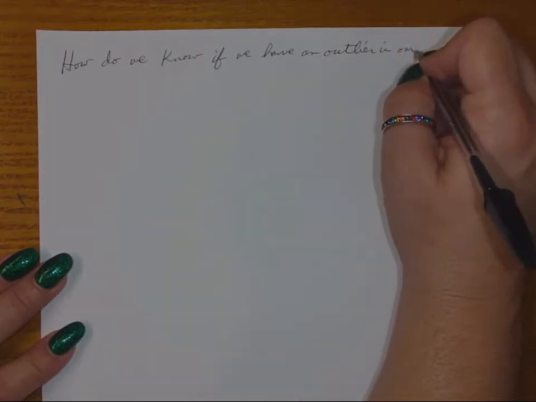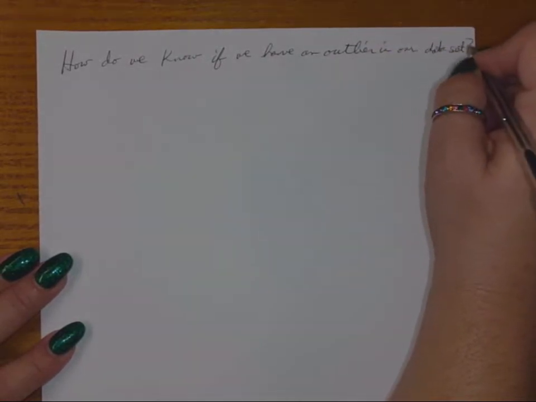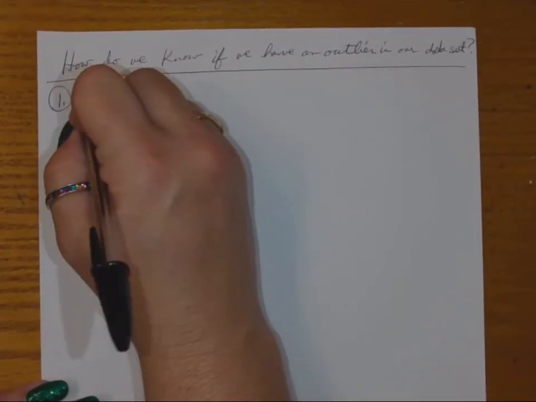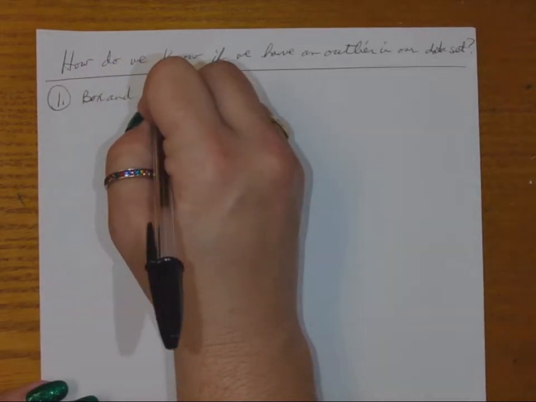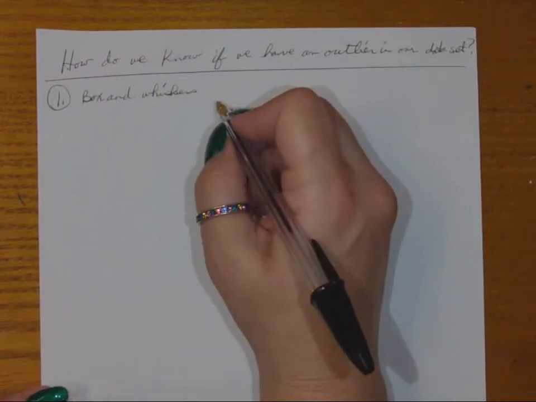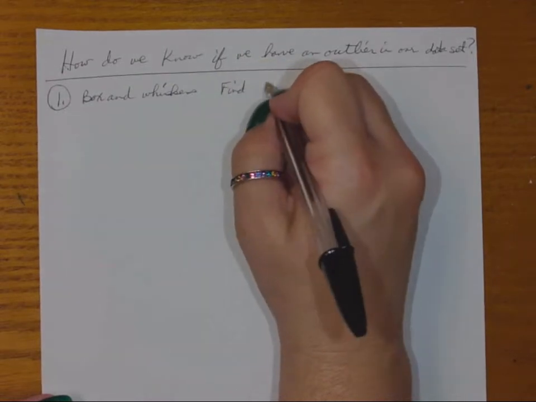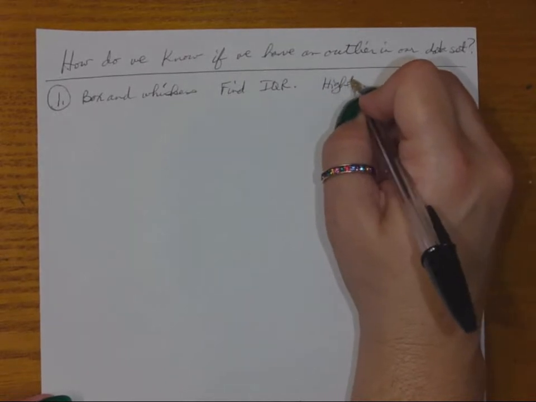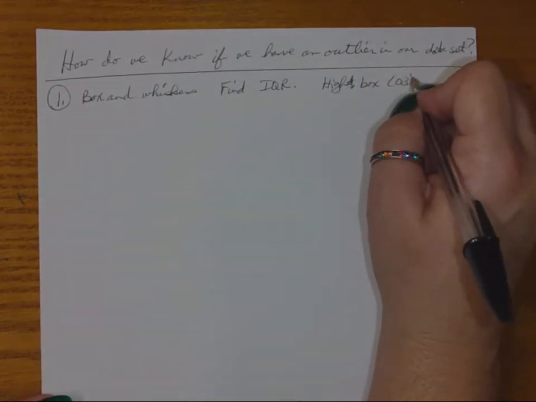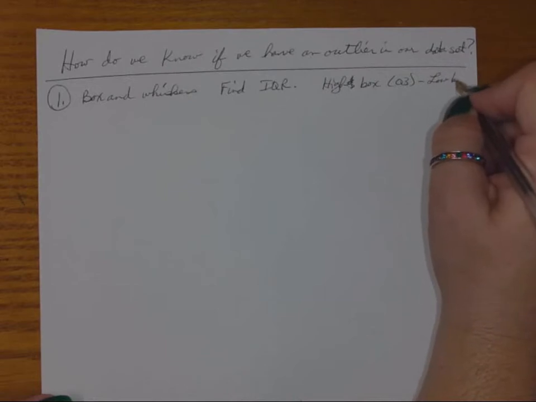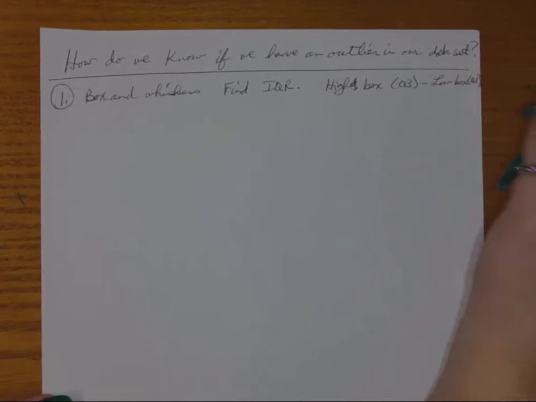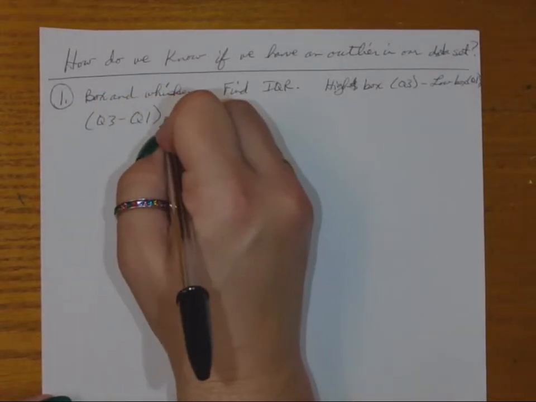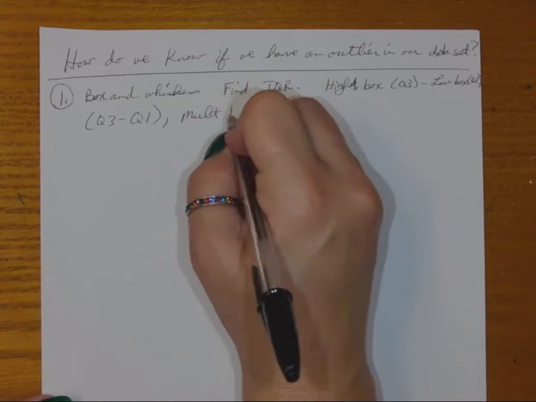In our data set, there's three ways. We now have three ways of finding outliers. Number one, do your box and whiskers. We did that maybe a week or two ago. Find your IQR. That's the high part of the box, or your Q3, minus the low portion of the box, which is your Q1. Q3 minus Q1. Okay, multiply by 1.5.